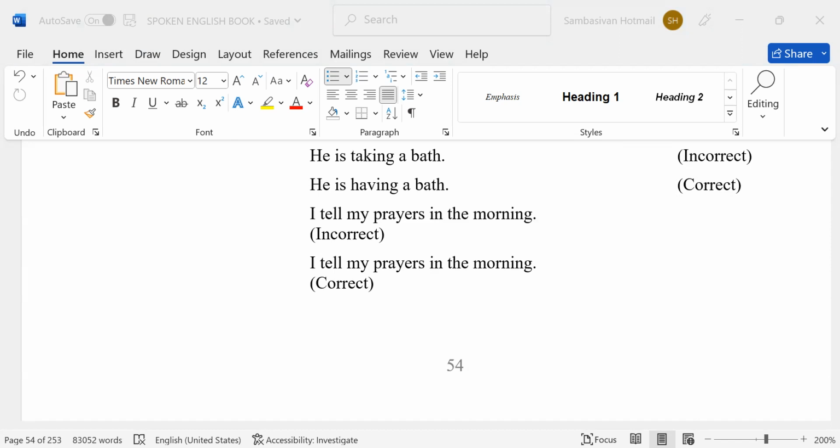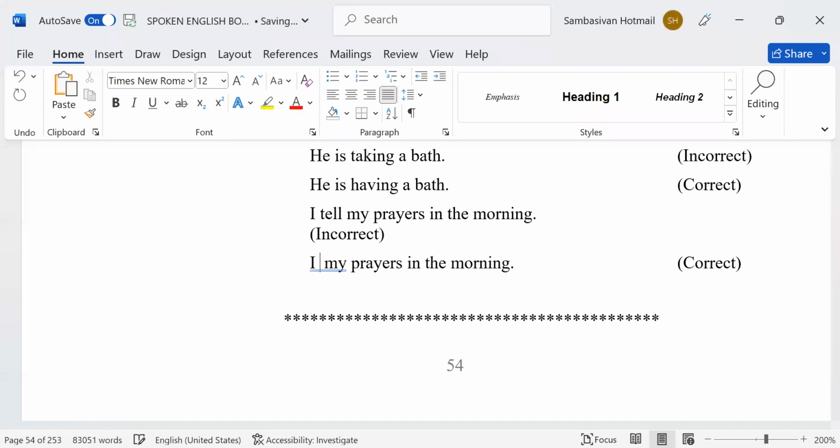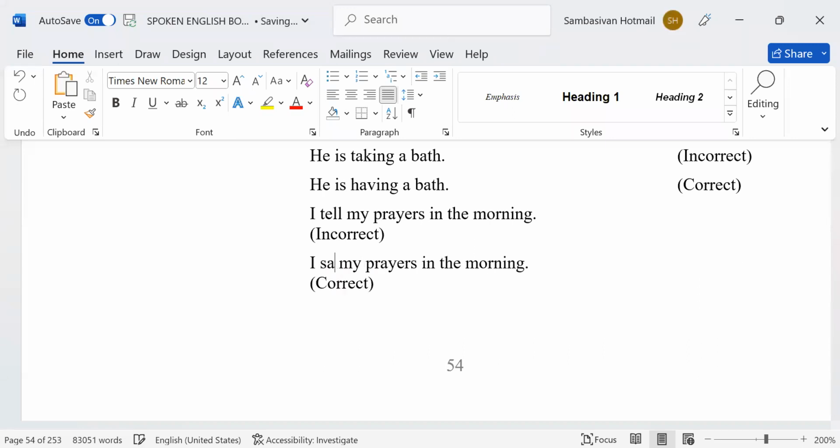"I say my prayers." It should not be "tell." It should be "I say my prayers in the morning." It is there in this Affairs Cloud. I am just giving it to you on your WhatsApp.